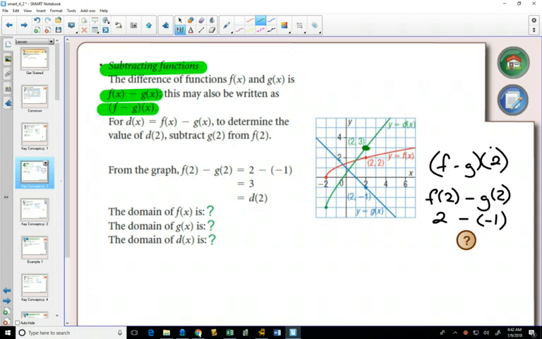So again, we're subtracting our y values. We're finding nice points to do that. And also, once again, the domain overlaps. So the domain of one was everything. The domain of the other one was x bigger than or equal to 2. So the domain of our green graph is where they overlap.